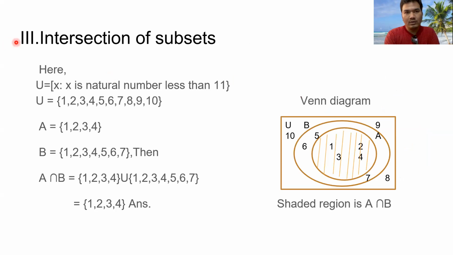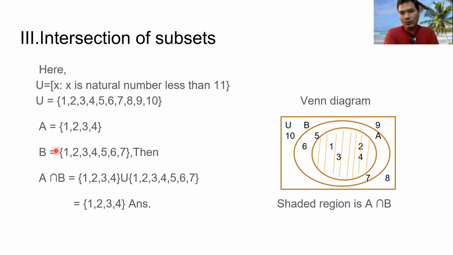Here, 3, intersection of subsets. How to find the intersection of subsets? Look here. The universal set is x, where x is a natural number less than 11. That means the universal set is 1, 2, 3, 4, 5, 6, 7, 8, 9, 10, and set A is 1, 2, 3, 4, and set B is 1, 2, 3, 4, 5, 6, 7. That means set A is a subset of set B, because all the elements of A lie in set B.